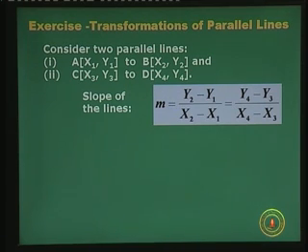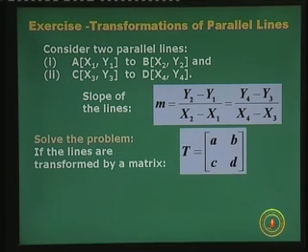I hope you know this from fundamental mathematics or geometry. It is given by y2 minus y1 divided by x2 minus x1, or y4 minus y3 divided by x4 minus x3. So, both are the same; that is the slope of both the lines AB and CD. You solve the problem by transforming these lines by a transformation matrix T given by A, B, C, D.